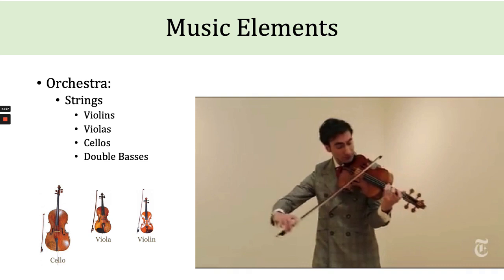Let's take a look at a cello. The cello is going to be a little bit bigger, played a little bit differently because it's going to be on the ground rather than on the shoulder. It has a deeper sound, one more of the tenor range.